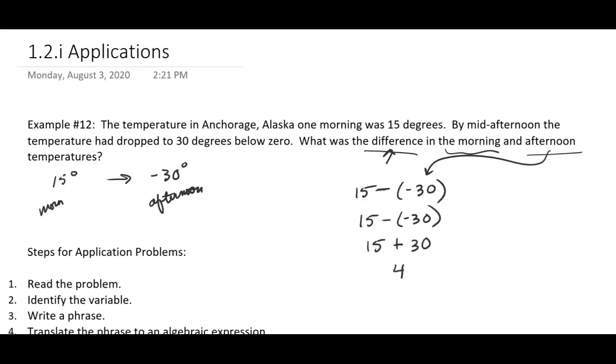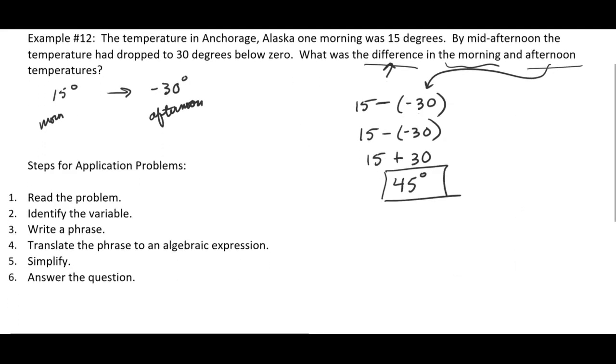And so 45 degrees. Now, they mentioned writing a complete sentence. A lot of textbooks will just accept that you got the answer 45 degrees. We do want a unit here. It's not $45 or 45 minutes. It's a temperature, so you should put the degree symbol. But you could say something like, the morning temperature was 45 degrees warmer than the afternoon temperature. Or you could just simply say the difference between the morning and afternoon temperatures was 45 degrees.